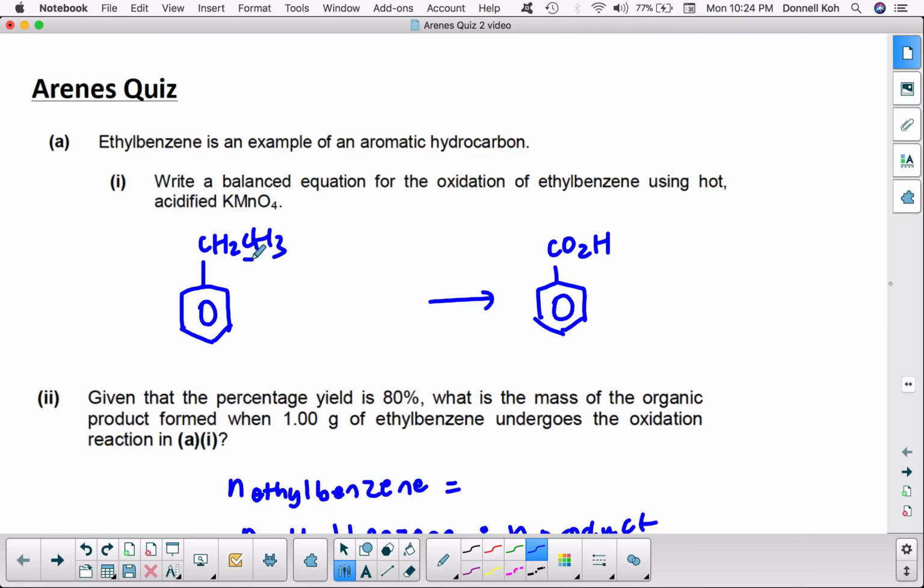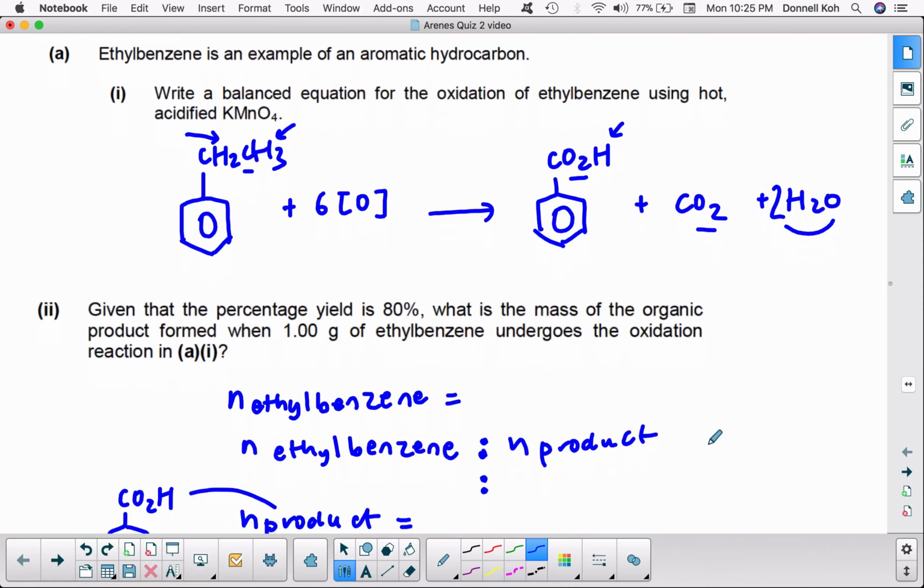This carbon here will be oxidized to carbon dioxide, and the rest of the hydrogen will be oxidized to water. So let's balance the hydrogen. Since there are 5 hydrogen on the left hand side, there's 1 hydrogen over here, so you need to balance by putting 2 here. Now let's balance the oxygen. Since there are 1, 2, 3, 4, 5, 6, you need to balance by writing 6 O. Alright, so this is the balanced equation for the oxidation of ethyl benzene.